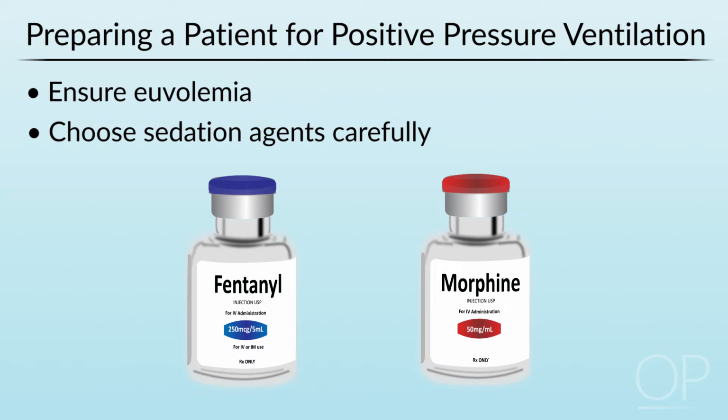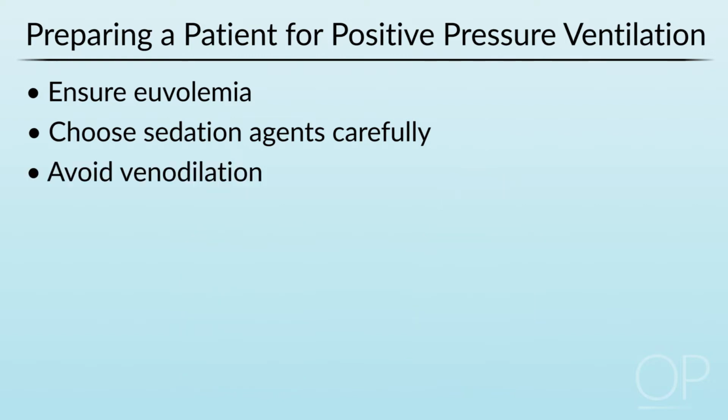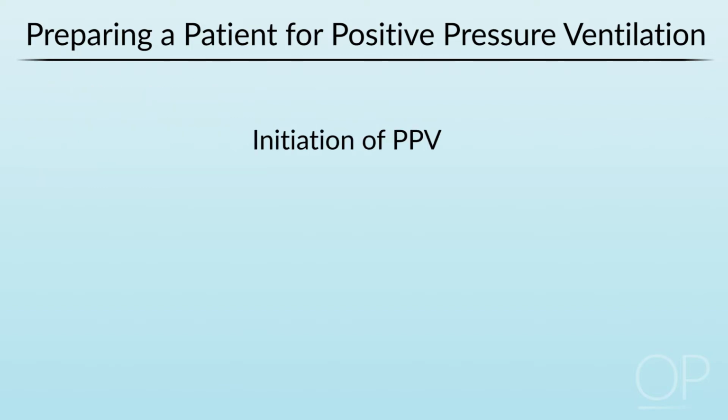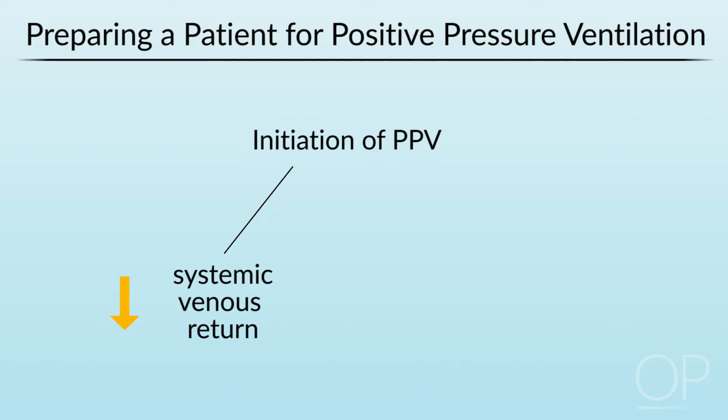We like to choose sedation agents carefully, because if you make somebody very venodilated, in addition to the fact that you will have an increased intrathoracic pressure, you're also going to venodilate them, and so they'll have less of a driving pressure in terms of venous return. And there's also going to be an increase in RA pressure due to a change from negative to positive pressure, as we mentioned before. On initiation of positive pressure ventilation, we do need to remember that there is a decrease in the systemic venous return due to venodilation and an increase in RA pressure due to change from negative to positive intrathoracic pressure. That is the take home.